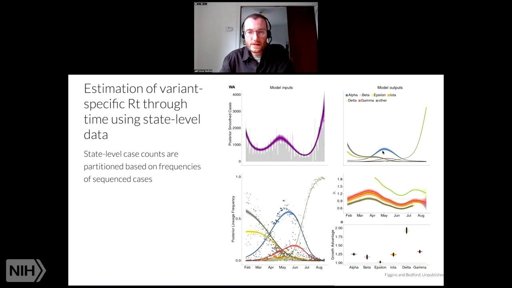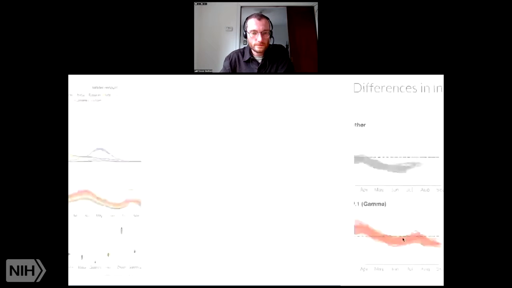And then from these caseload trajectories through time, we can estimate Rt, or the number of secondary infections caused by one infection. We can see in this case that delta starts off at 1.8 secondary infections and then drops over time to perhaps 1.2 by the end of August. We can then compare these Rt values to look at the different growth advantages of the variants.